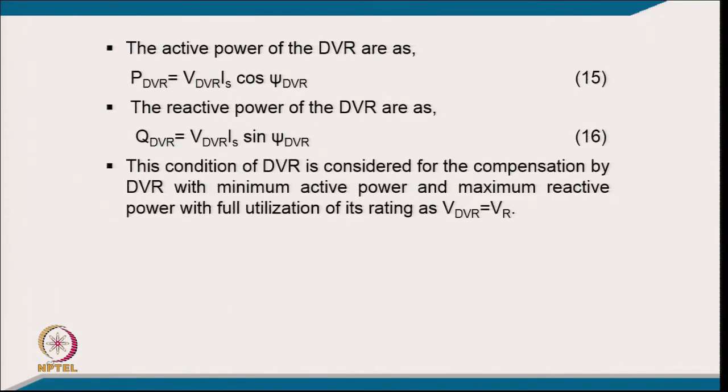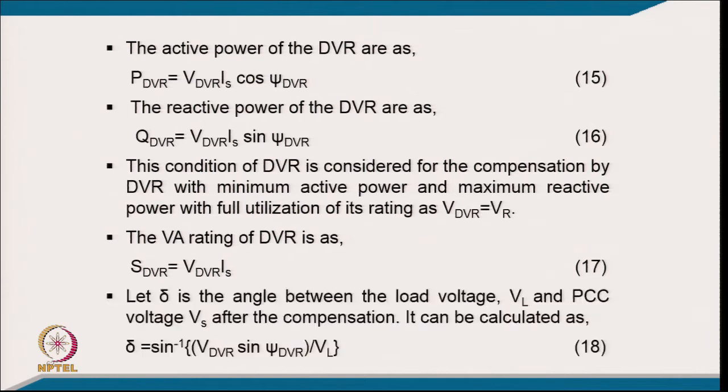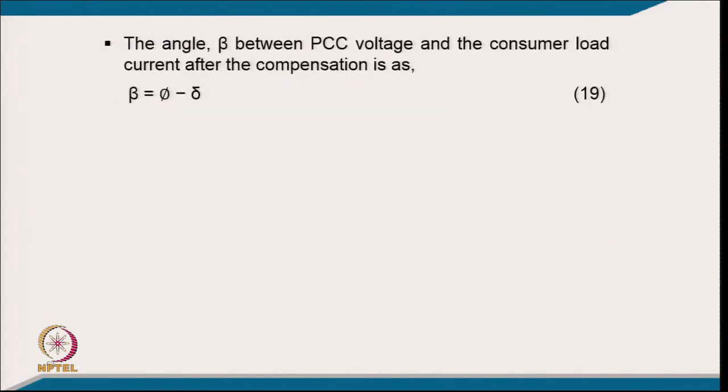So, this condition of the DVR is considered for compensation by the DVR with minimum active power and maximum reactive power, for full utilization of its rating, as V_DVR equal to VR. And the VA rating of the DVR is S_DVR equal to V_DVR I_S. Let delta be the angle between the load voltage VL and the PCC voltage Vs after the compensation. It can be calculated as delta equal to sine inverse of Vs V_DVR sin phi_DVR divided by VL, because that is the angle between V_DVR and VL. The angle beta between the PCC voltage and the consumer load current after the compensation is beta equal to phi minus delta.